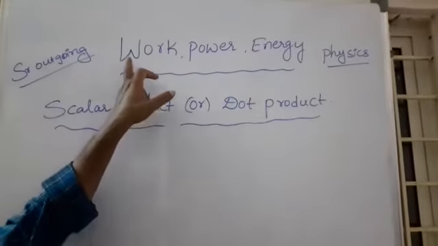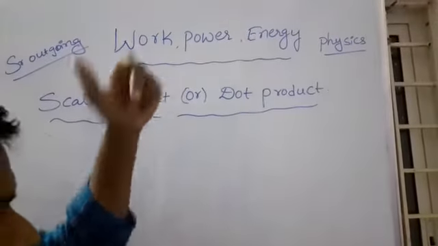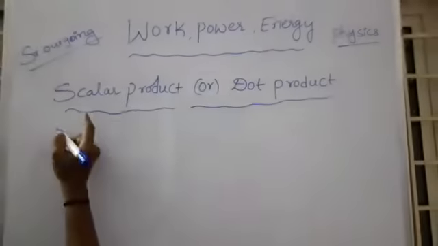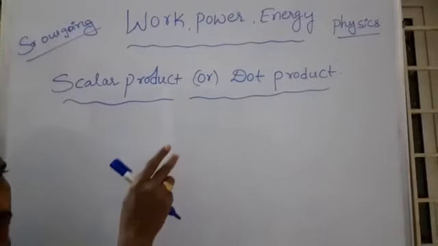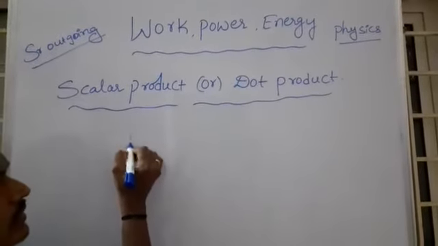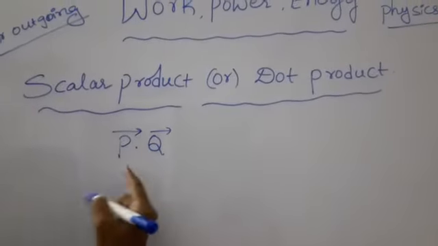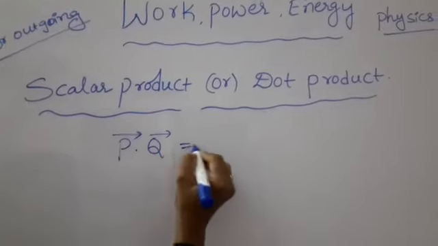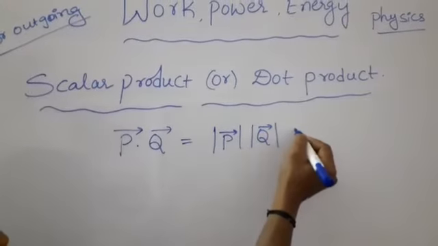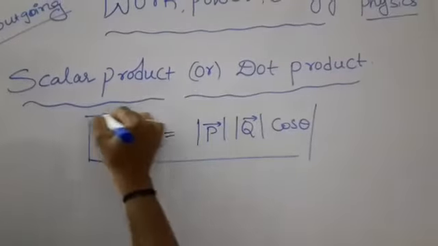So today's topic is scalar product, or dot product, in the work, power, energy chapter. Scalar product means what? It is a product of two vectors, with cos of the angle between them, so it is called a scalar product. P bar is one vector, Q bar is another vector, where the dot product P bar dot Q bar is equal to mod of P bar, mod of Q bar, into cos theta. So this is the dot product formula.